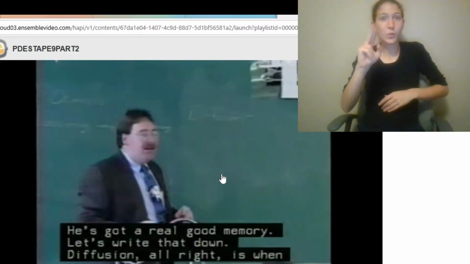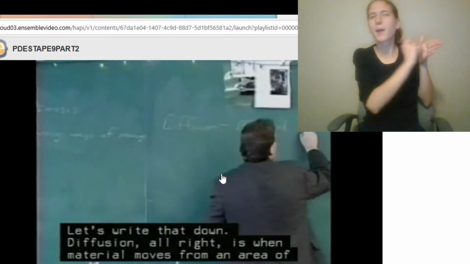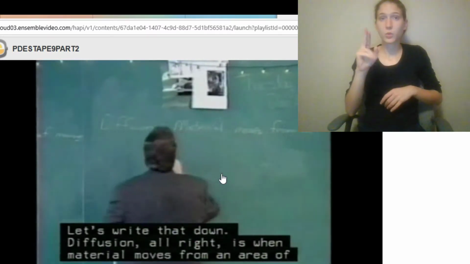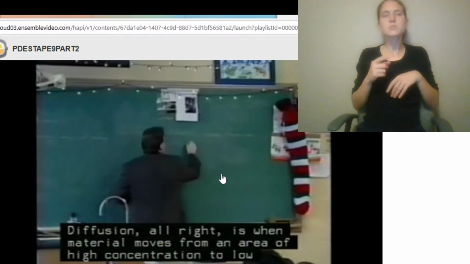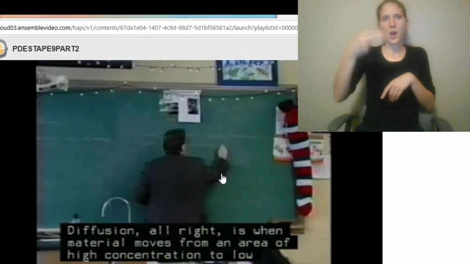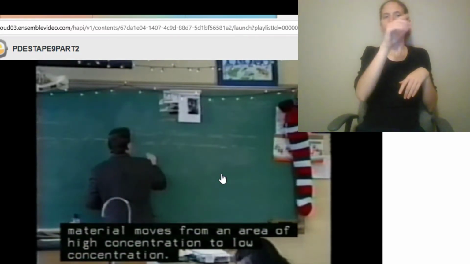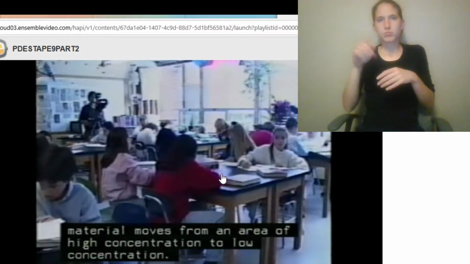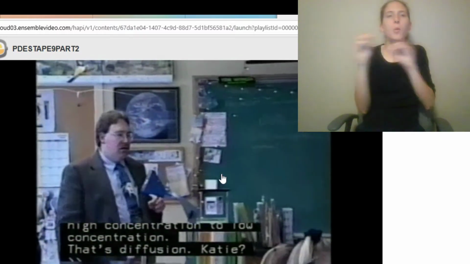Diffusion is when material moves from an area of high concentration to low concentration. That's diffusion.